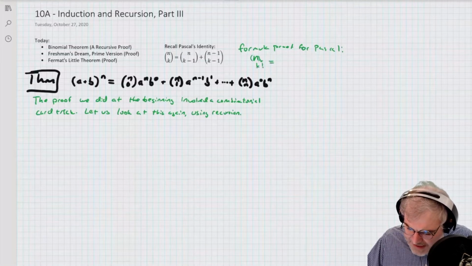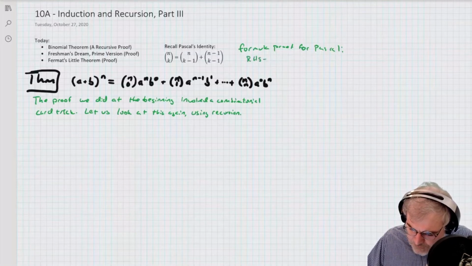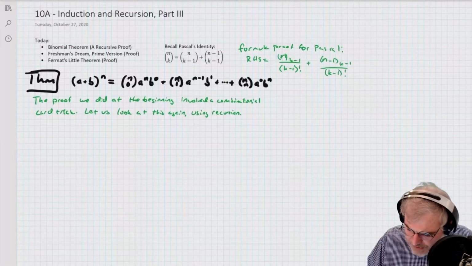And what I'm saying is that equals n falls k minus 1. So here's what I'm saying. I've got this right-hand side, RHS, equals n falls k minus 1 over k minus 1 factorial, plus n minus 1 falls k minus 1 over k minus 1 factorial, which is nice because it's a common denominator.